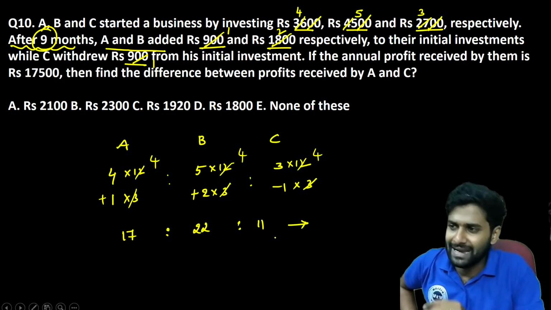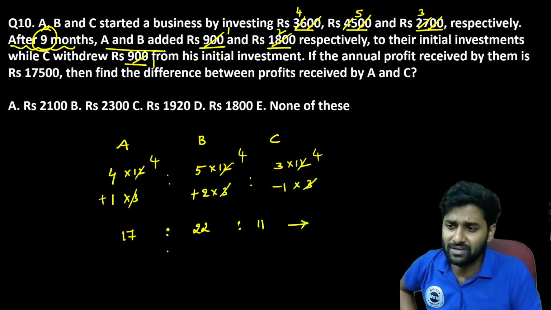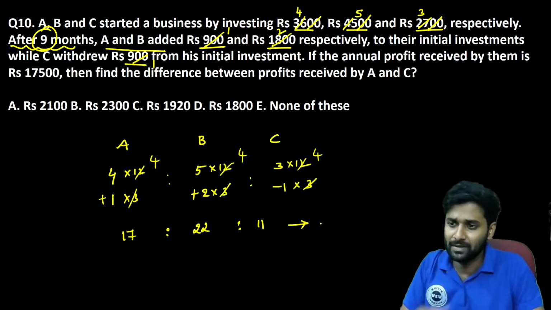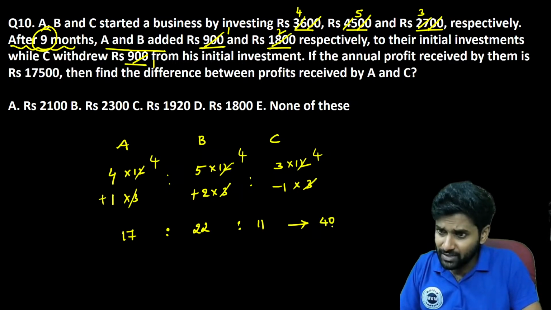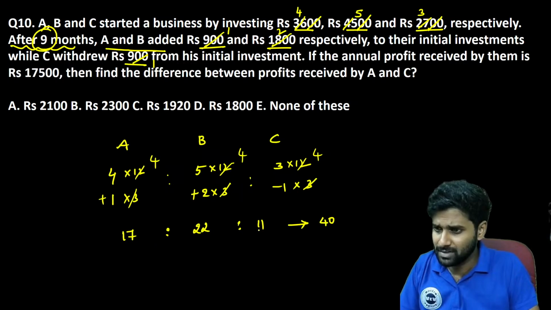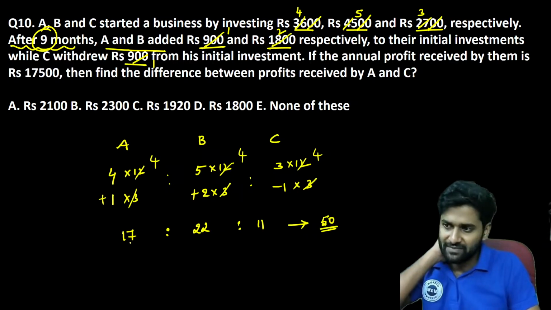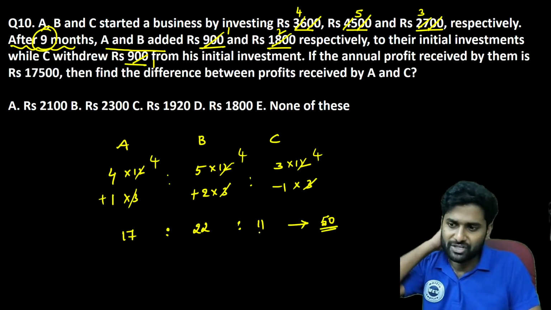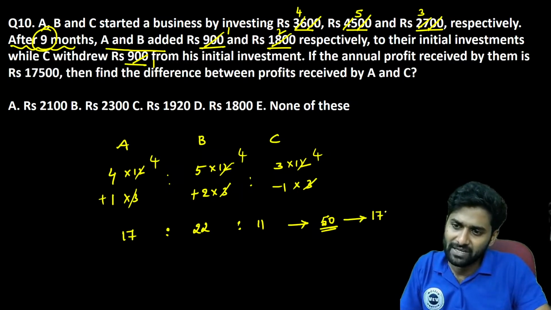Now, if you go through the entire calculation, see what is the total profit? Sum of all these values. What is the sum of all these values here? Exactly equal to 40 units, right? 17, 22, 11. Sorry, it's 50 units. So if you get total profit is 50 units, A will get 17 units, B will get 22 units, and C will get 11 units. Now 50 units become 17,500.